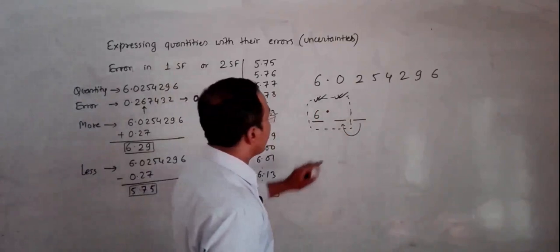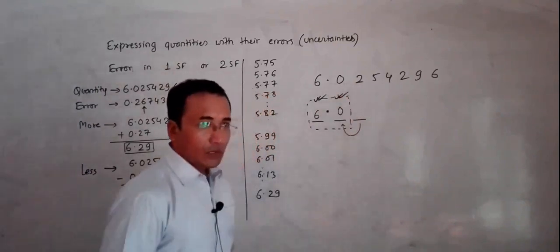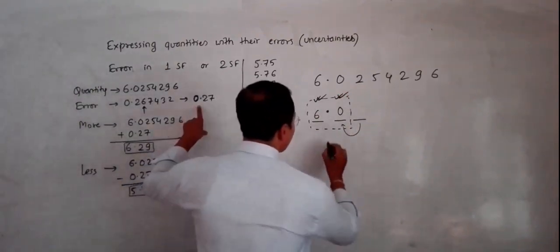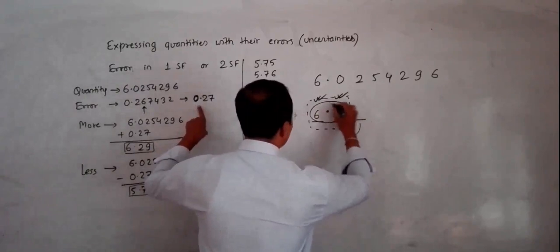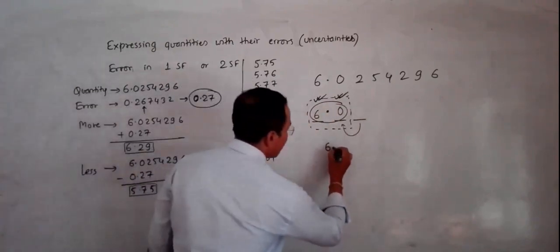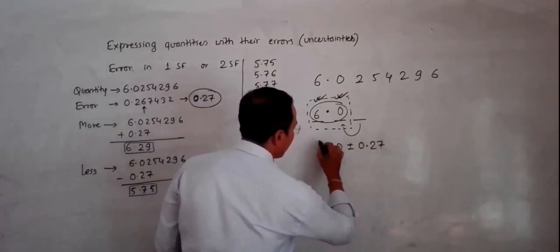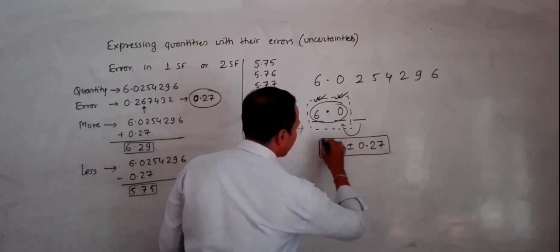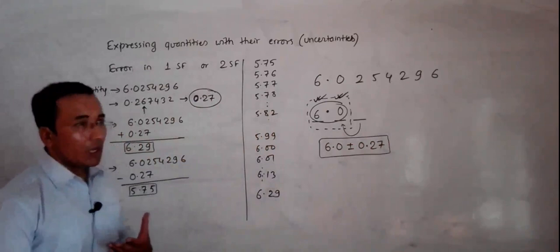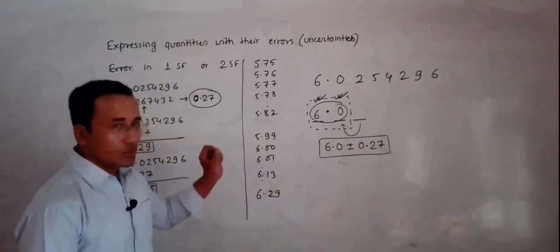So that means our quantity will be, when I round it off here, it will be 6.0. So now how I express it: the main quantity is 6.0 and the error is 0.27. So it should be 6.0 plus minus 0.27. So this should be how I express this quantity. So this is how we express. There is a lot of confusion, but whatever be the confusion, this is the situation.